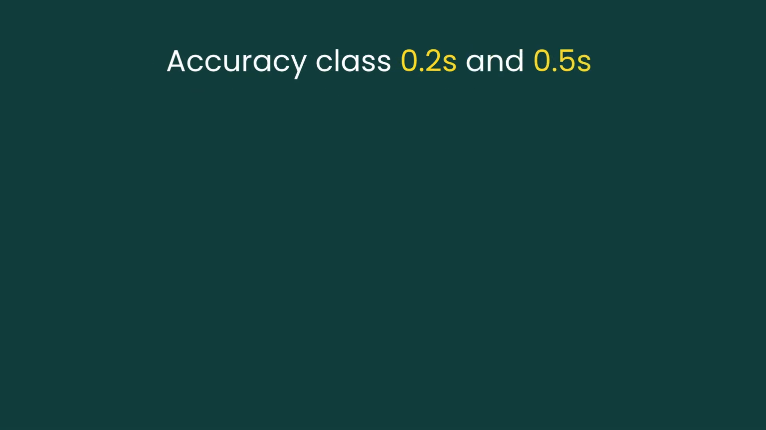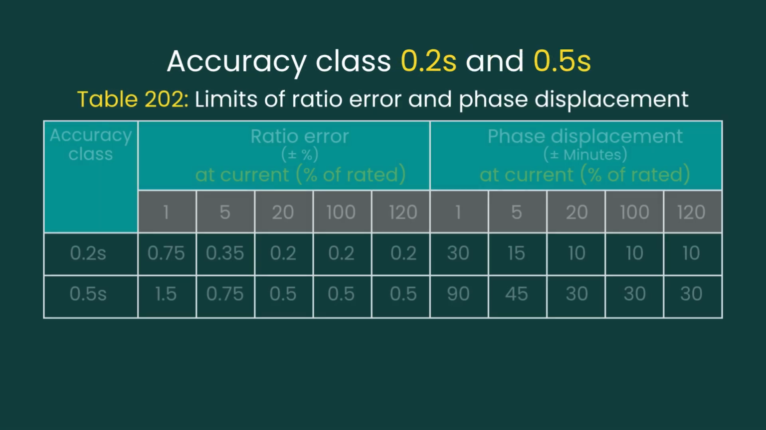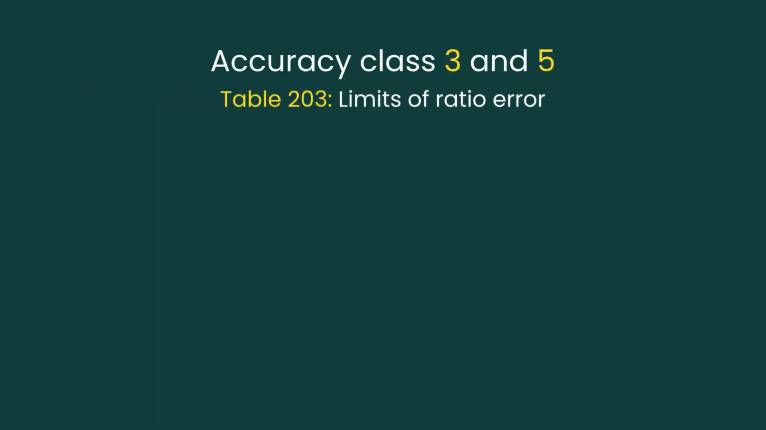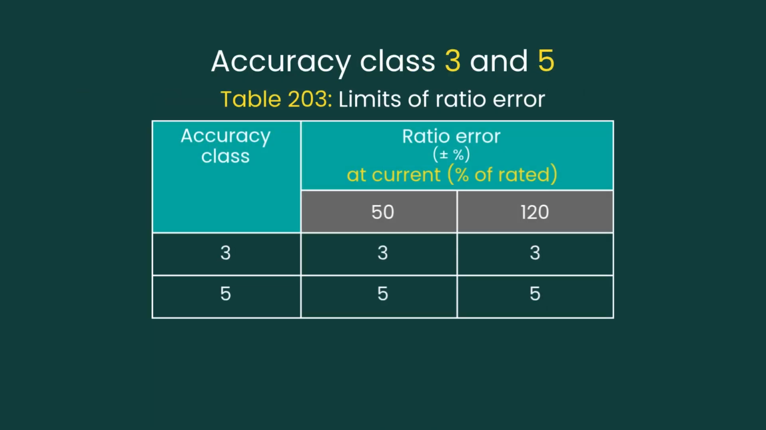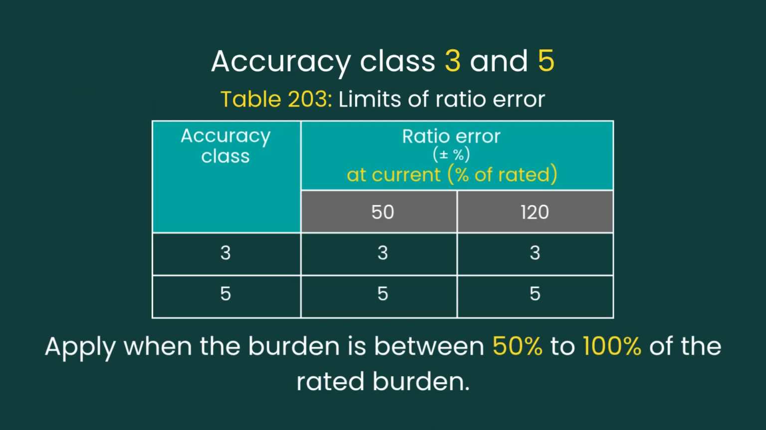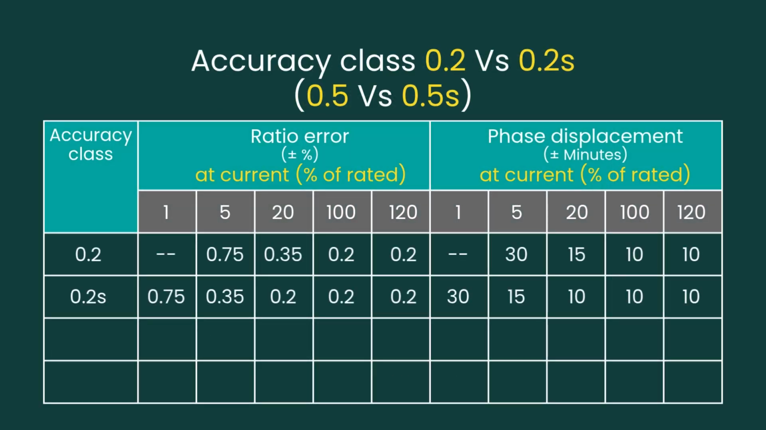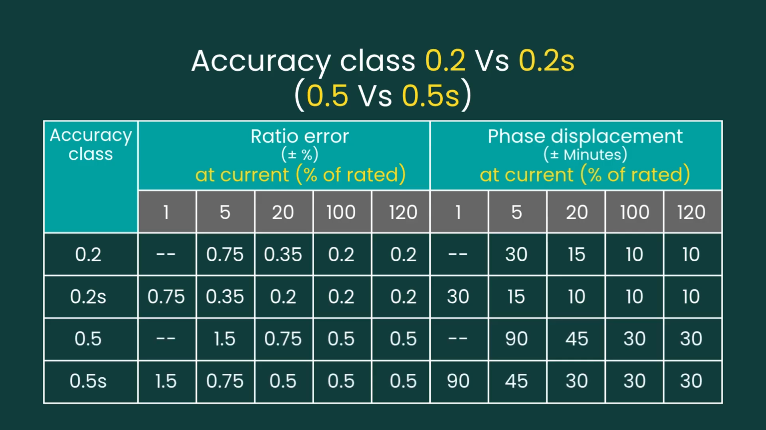For 0.2s and 0.5s class CTs, the error limits are listed in Table 202 and apply over the same burden range. And for classes 3 and 5, the error limits are defined in Table 203. The actual burden may range from 50% to 100% of the rated burden. A key point to understand is the distinction between 0.2 and 0.2s CTs, and similarly, 0.5 and 0.5s CTs.